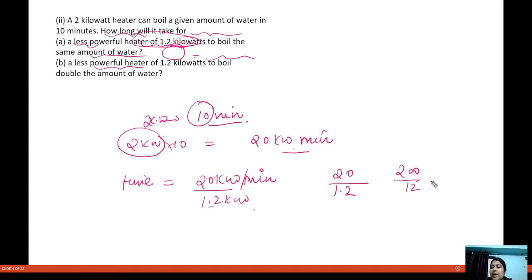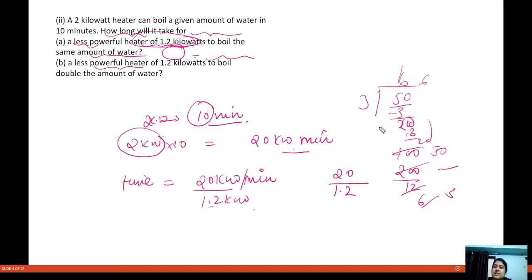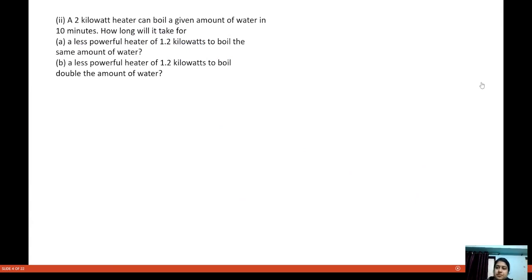200 by 12. This is 100, and this is 6, and this is 50, and this is 3. So this will come to be how much? 50. 3 ones are 3, 3 sixes are 18. So 16.66 minutes. So a less powerful heater will give you the energy in 16.66 minutes. This is how we do these kinds of questions.